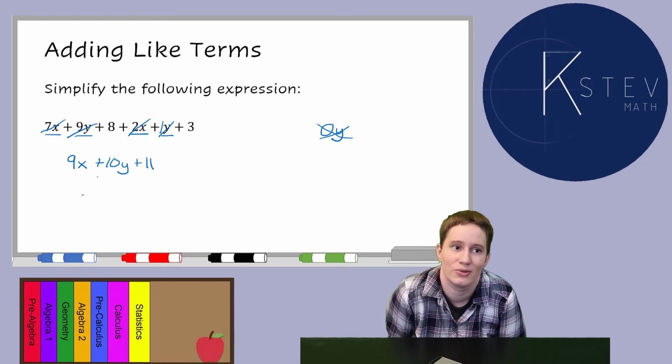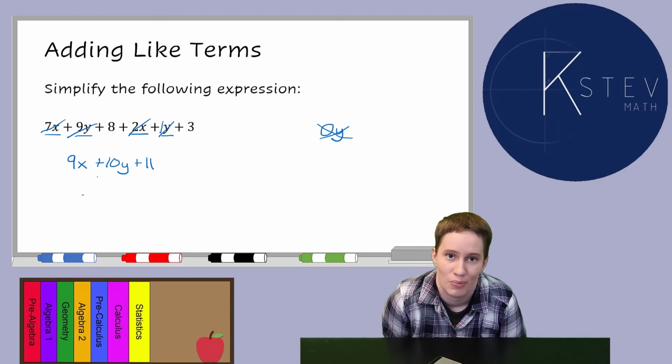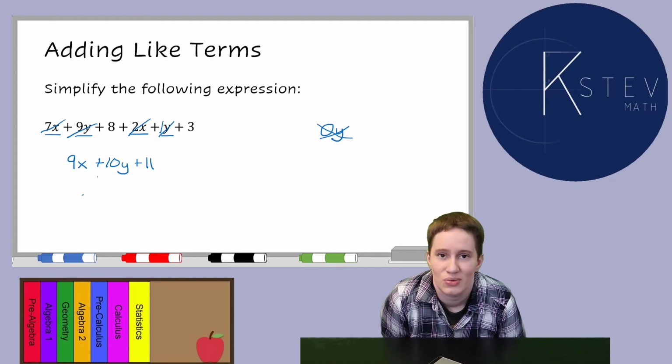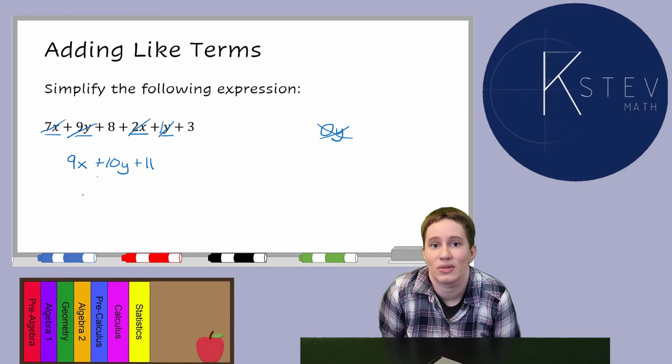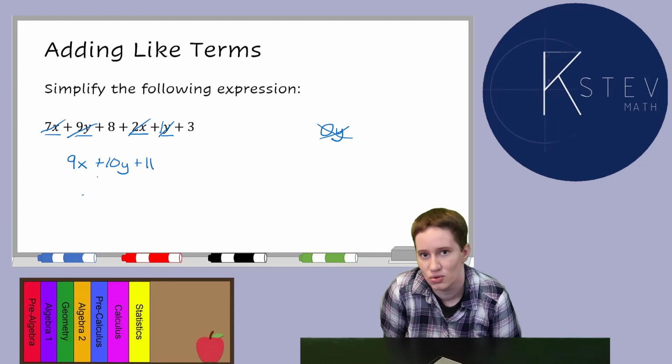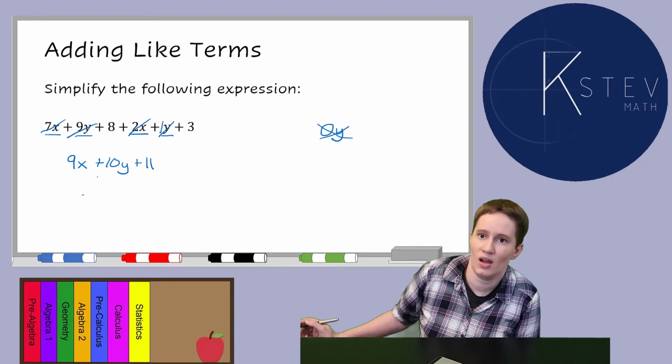Of course, in real life we could just say we have 19 fruit, but then what variable would we use for that? We'd have to make up a different one, right? Couldn't be x or y. So we just don't do that. We leave them separate. And then the 11, which doesn't have an x or a y, is also separate because you can't add something without an x and a y to something with an x or a y.